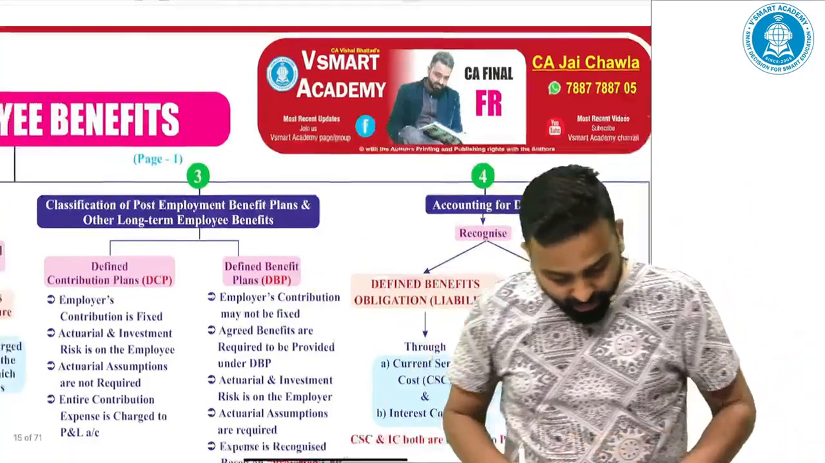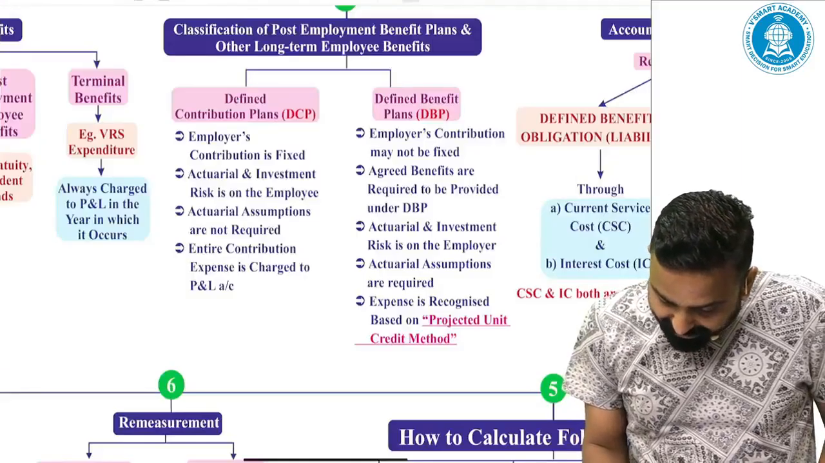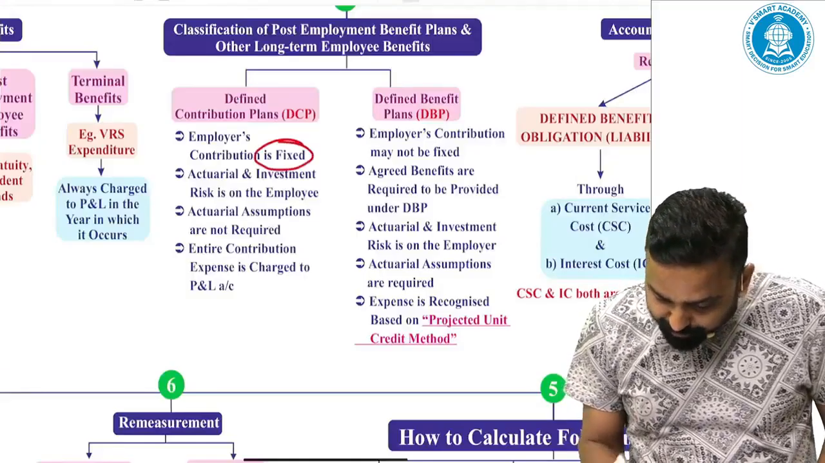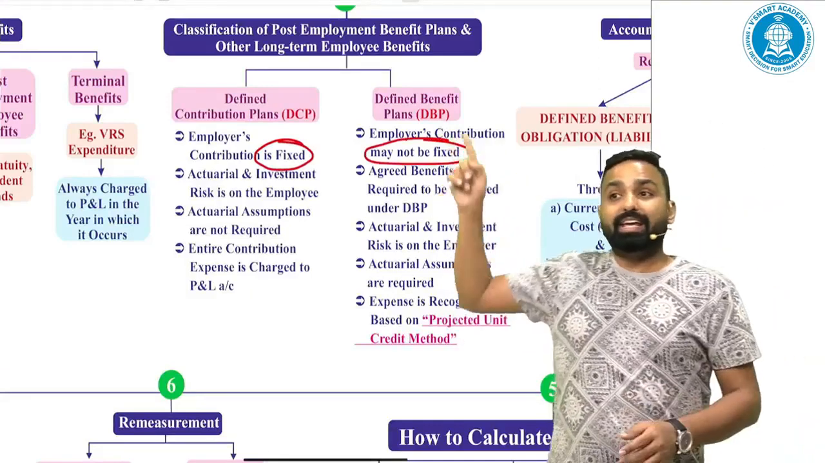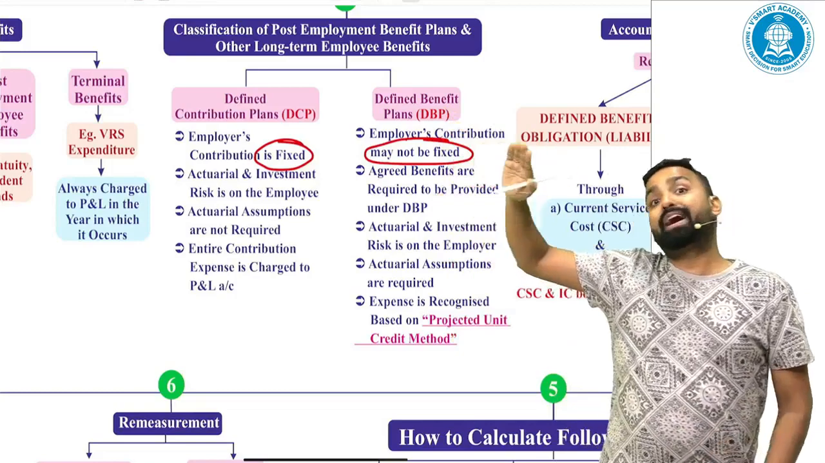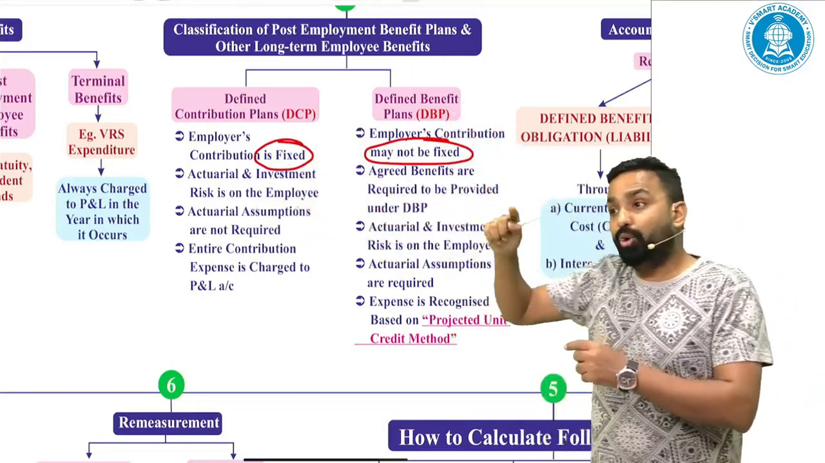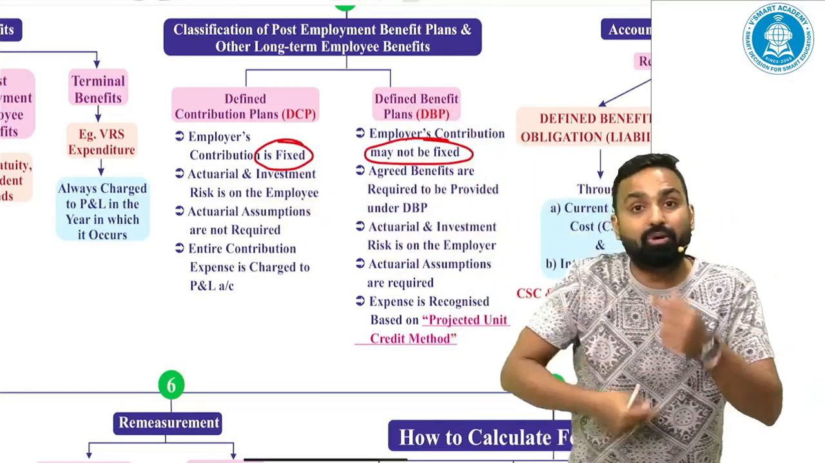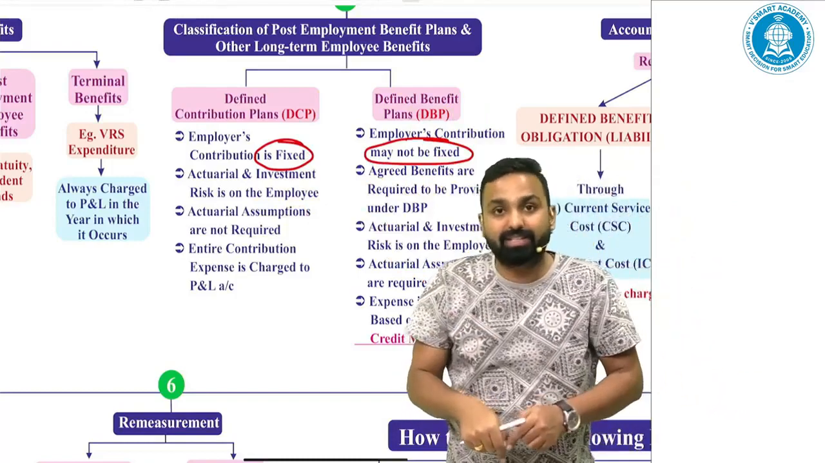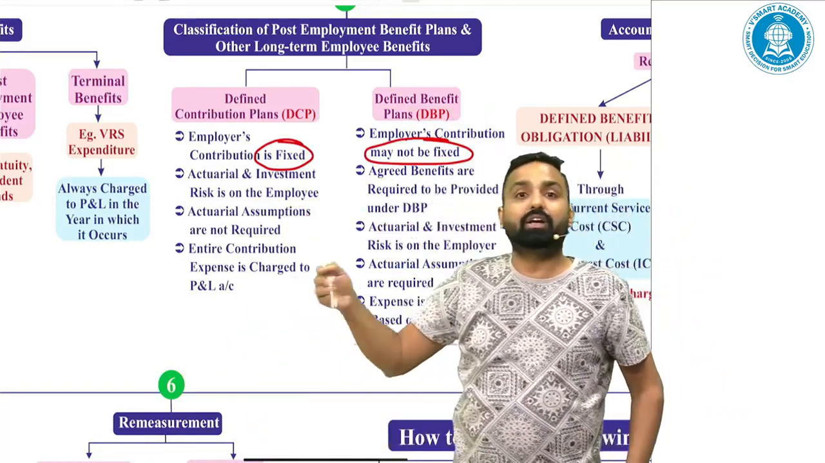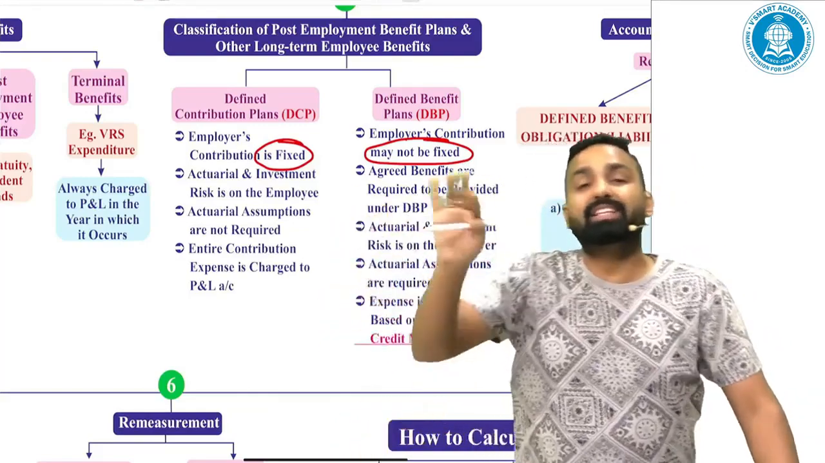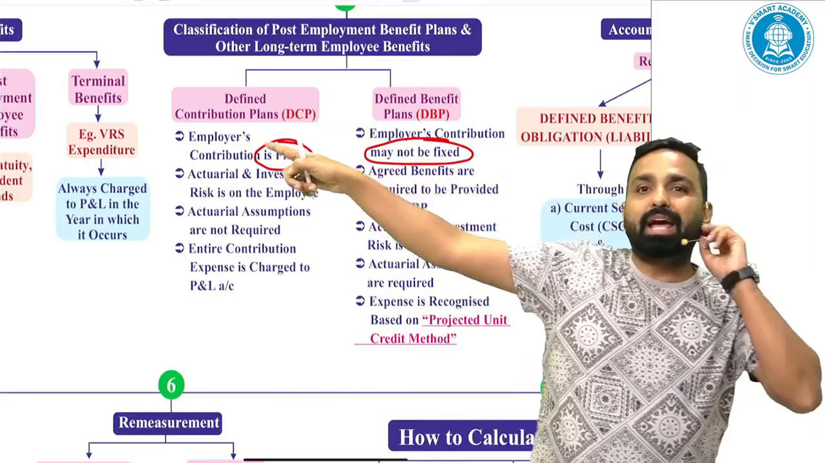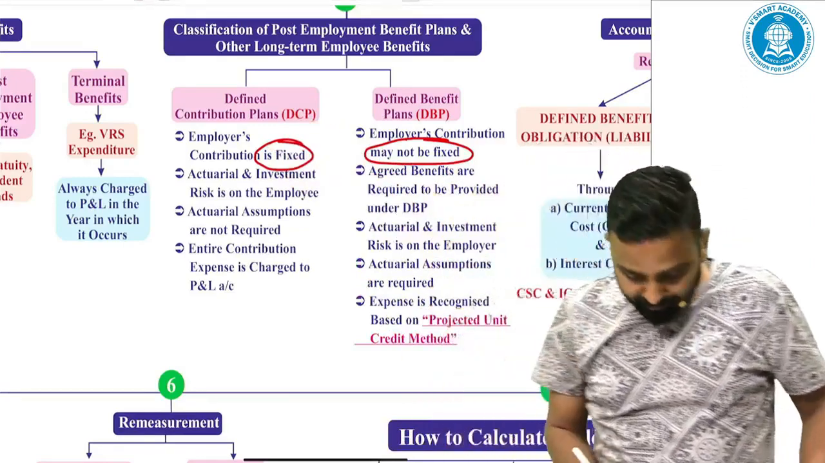Already fixed. Okay, so let us understand the difference. In a defined contribution plan, the employer's contribution is fixed. In a defined benefit plan, the employer contribution may not be fixed. See, in defined benefit, the final benefit is fixed. So to provide that benefit, how much I should contribute today, in this year, in the next year, is not fixed. Maybe I need to contribute more in the first year and less in the second year. But under a defined contribution plan, the amount of contribution is fixed.